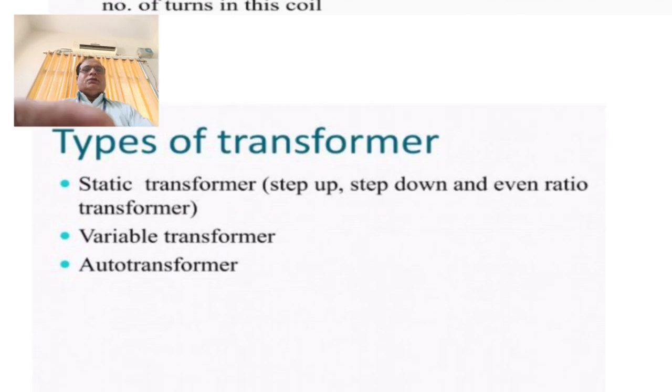So there are different types of transformer, based on the windings and the requirements. The first is the static transformer. Static means stationary; no part of the transformer is rotating, so this is known as a static transformer. Among static transformers, there are step up, step down, fixed ratio, variable ratio, auto transformer, and mainly used transformers such as the power transformer and also the distribution transformer.